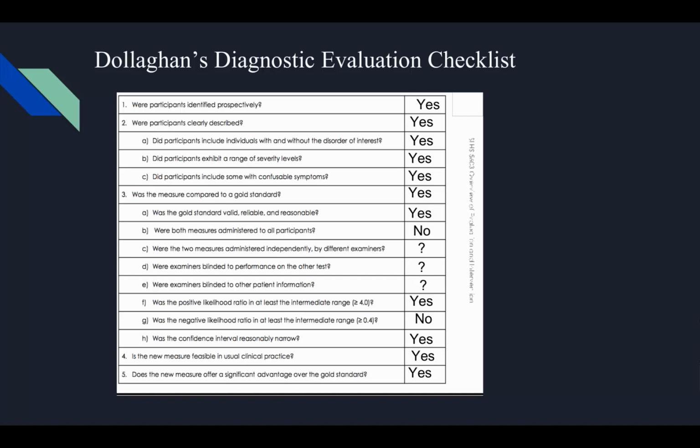Dollaghan's Diagnostic Evaluation Checklist evaluates the psychometric properties of standardized tests to help determine whether these tests are useful in clinical practice. The CASL-2 met most of the criteria on this checklist. However, measures used in convergent validity tests were not administered to all participants, and the negative likelihood ratio was not in the intermediate range specified on the checklist. Some information was also not included in the manual, such as whether, when establishing convergent validity, the measures tested were administered by different examiners and whether examiners were blind to performance on other tests and to other participant information.